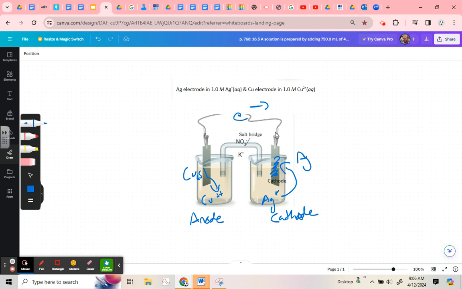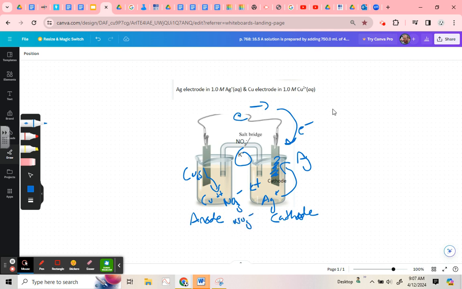You need the salt bridge, just cotton soaked in some spectator ions, and because the electrons are flowing, we need to offset it with a positive cation. And so the K pluses will go here. And as the Cu solid dissolves into Cu2 plus, we need to offset that positive charge with the negative spectator NO3 minus to offset the charges.